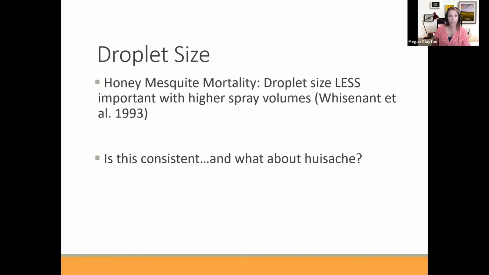Because that really ups your price if you're talking about having, say, a helicopter spray it, because they're likely going to have to spray that pattern twice. So we wanted to know, is this consistent with other studies on weesach or on mesquite? And what about plants like weesach that we know are more difficult to cover?